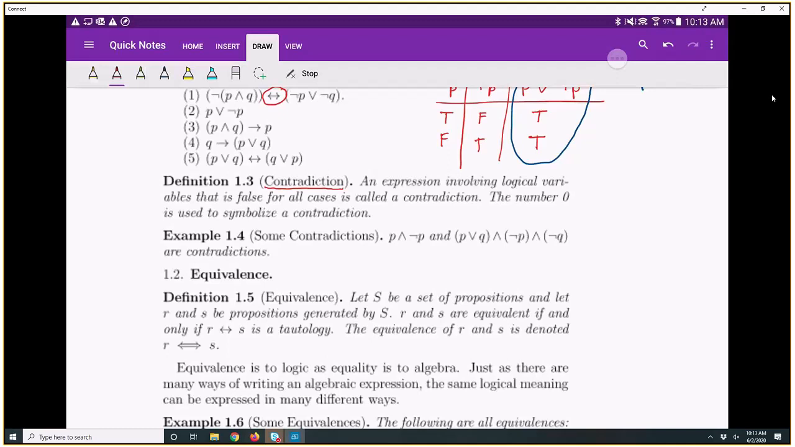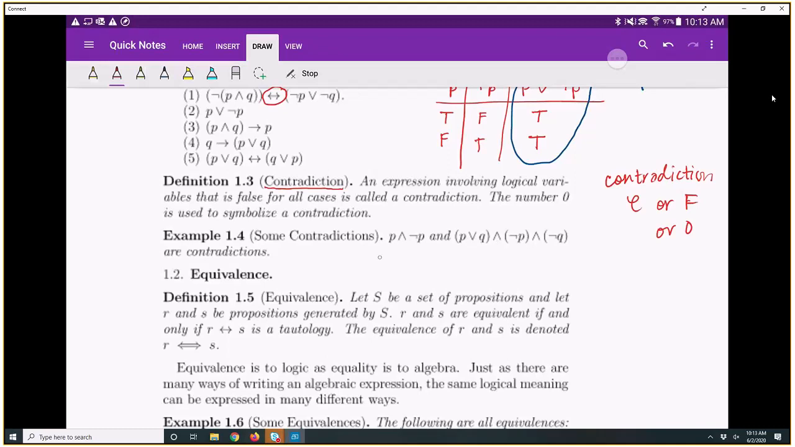Or you may also see a script C, like that. A cursive C is contradiction, or a capital F. Some examples of contradictions would be P and not P, or (P or Q) and (not P and not Q).